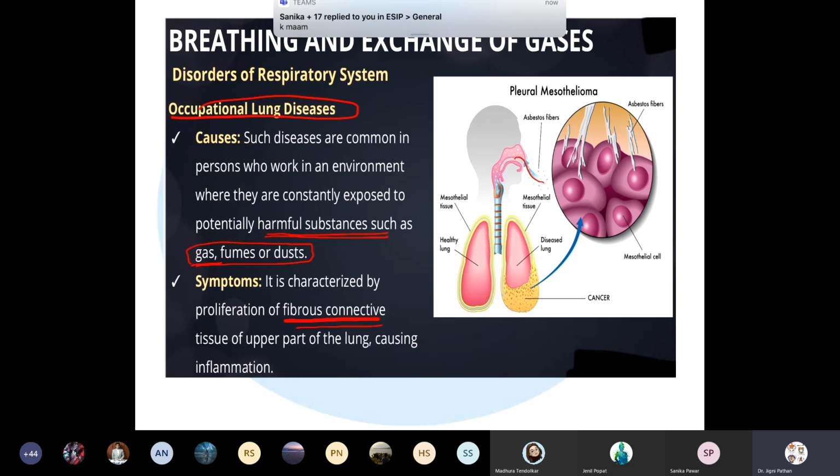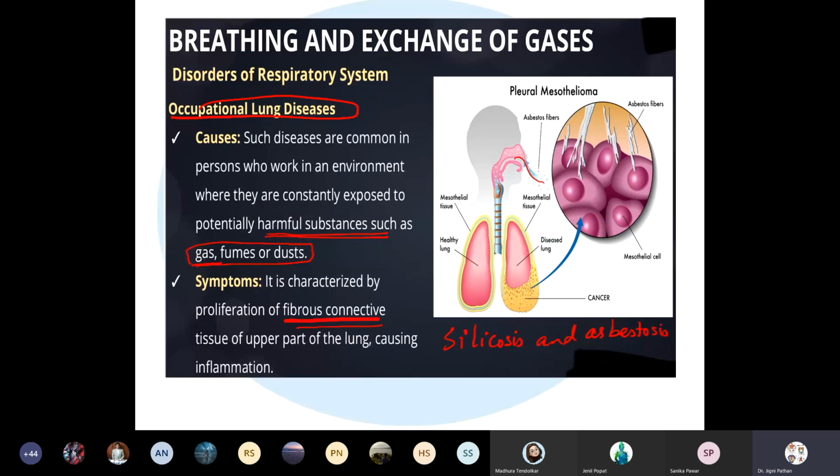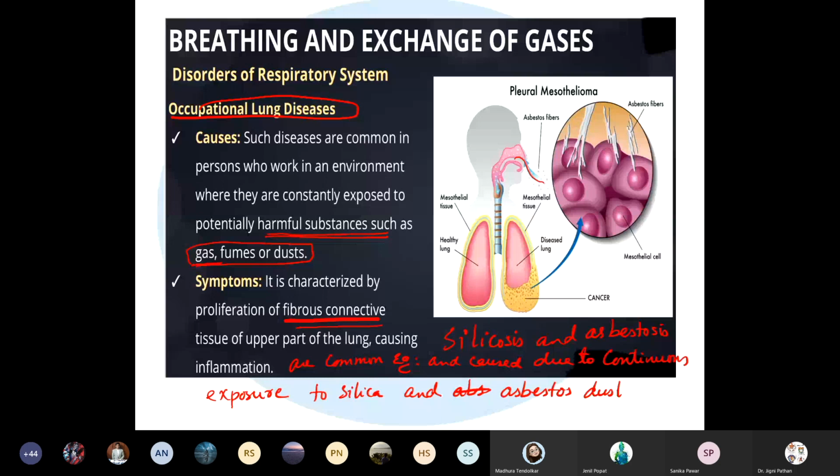Which are the two common examples of occupational lung disease? Write down, very important: silicosis and asbestosis are the common examples, caused due to continuous exposure to silica and asbestos dust.